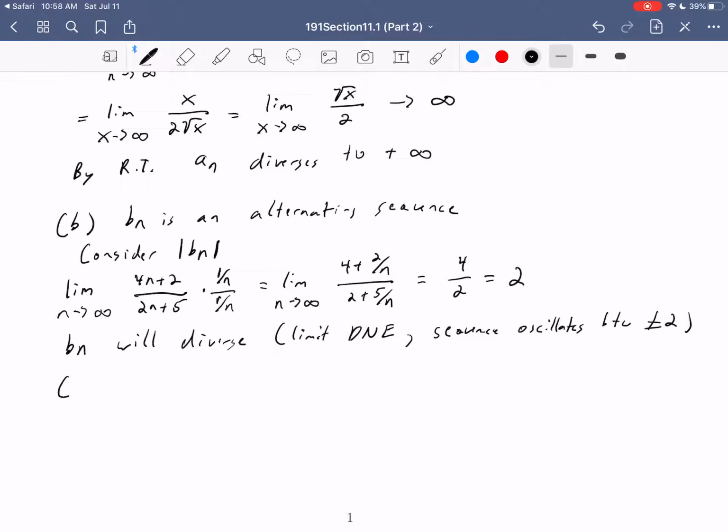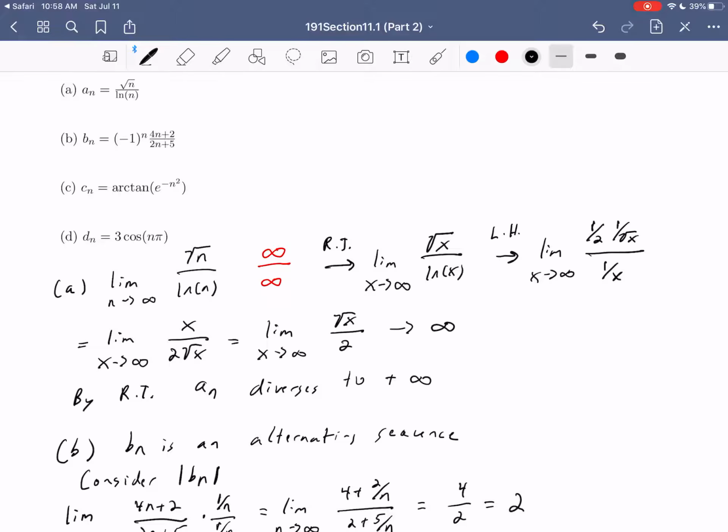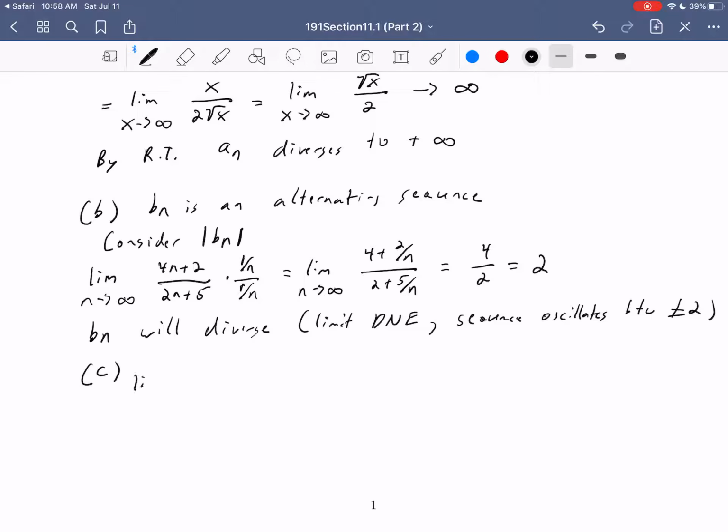All right, for C, we've got arctan of e to the negative n squared, so we just have to apply the limit here. Not an alternating one, so we can just do it directly. So we have arctan of e to the negative n squared. If we think about what's going to happen here, as n goes to infinity, this negative n squared is going to approach negative infinity. So I guess this is approaching e to the negative infinity.